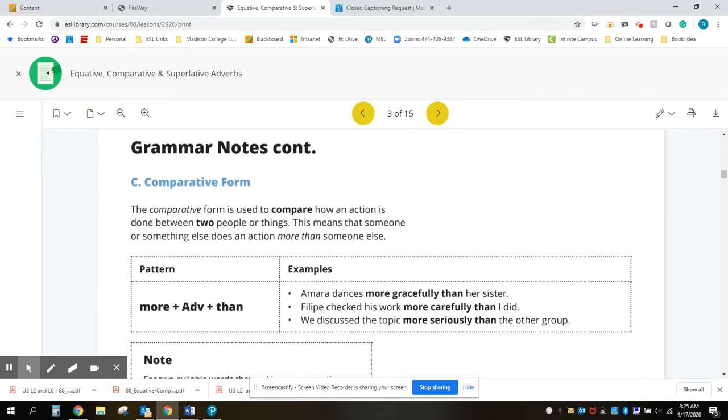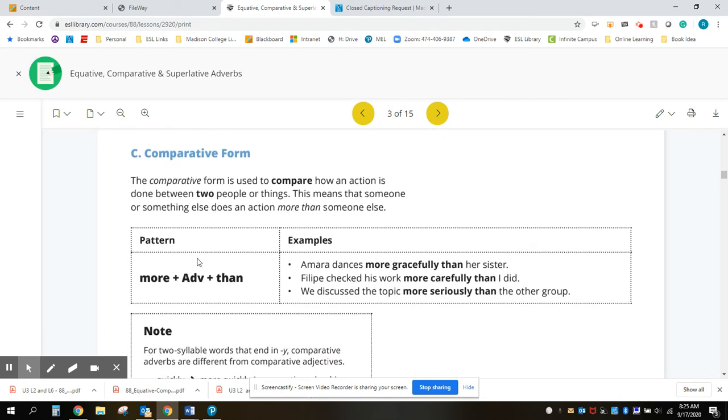The comparative form is when we want to show how two things are in comparison. So in this case, we use more plus adverb than. Notice the spelling is THAN, not EN. Amara dances more gracefully than her sister. So Amara is a better dancer. But in this case, we are modifying the verb dance, and so we use the adverb gracefully, but we're comparing the two dancers.